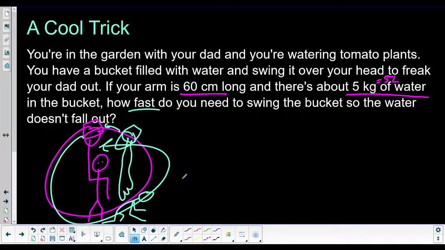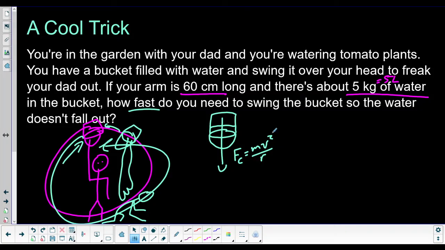So let's examine the interesting spot up here when the bucket is vertical, and that's where we want to look at our water. Okay, so here's our bucket, and it's vertical. For the water to stay in the bucket and to go in uniform circular motion, the force towards the center of the circle, the centripetal force because it's pointing towards the center, must equal mv squared over r in order to stay in the bucket.